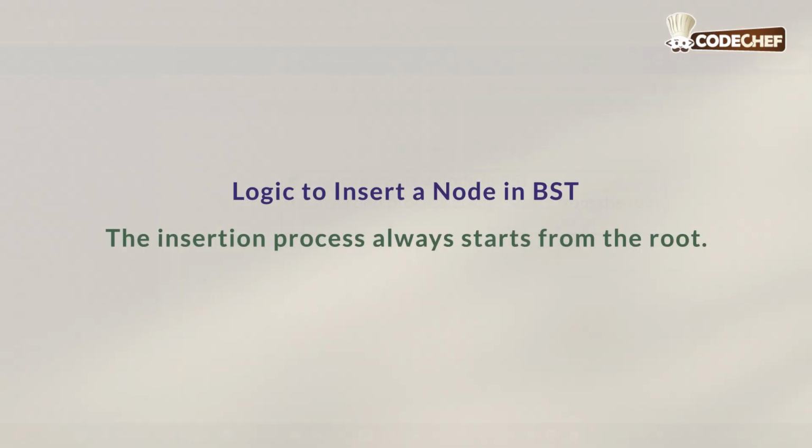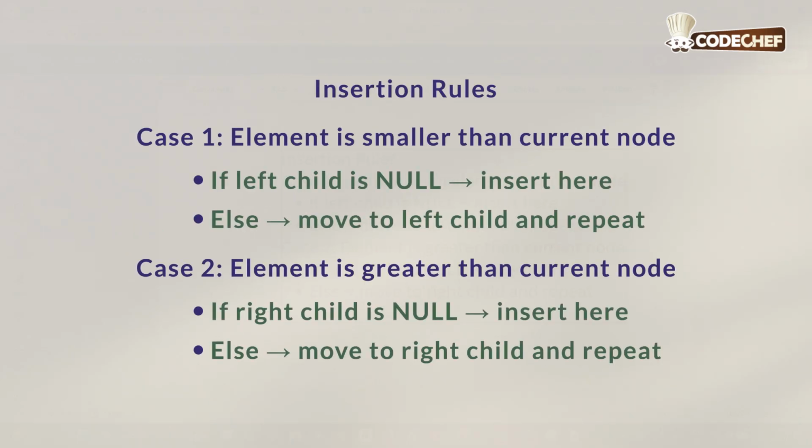Now let's talk about the insertion process. The logic to insert a node in BST: the insertion process always starts from the root. The insertion rules are: case 1, element is smaller than current node, so if the left child is none, we insert there, else we move to the left child and repeat. Case 2, element is greater than the current node, so if the right child is none, we insert there, else we move to the right child and repeat.